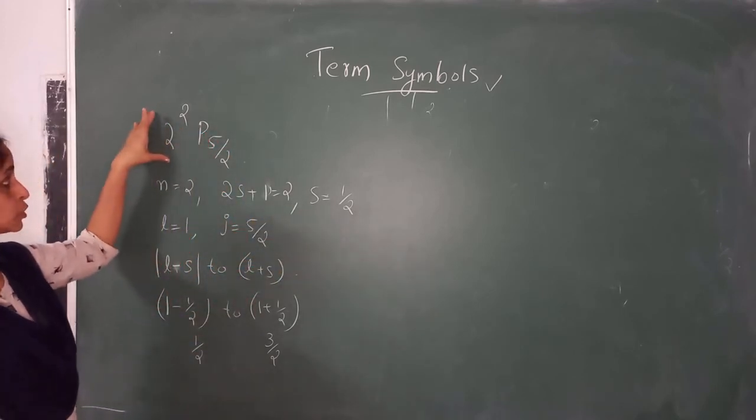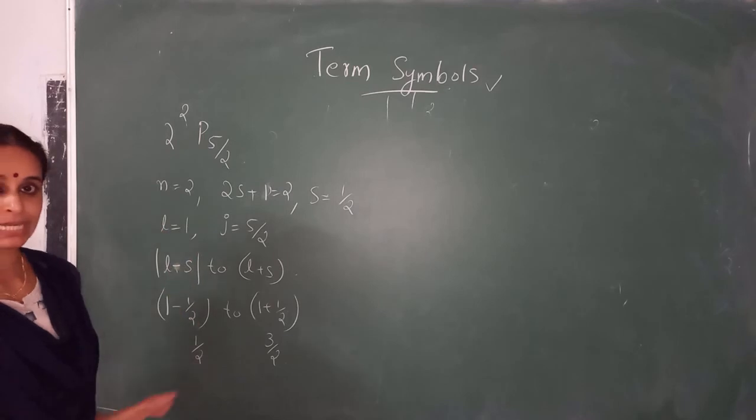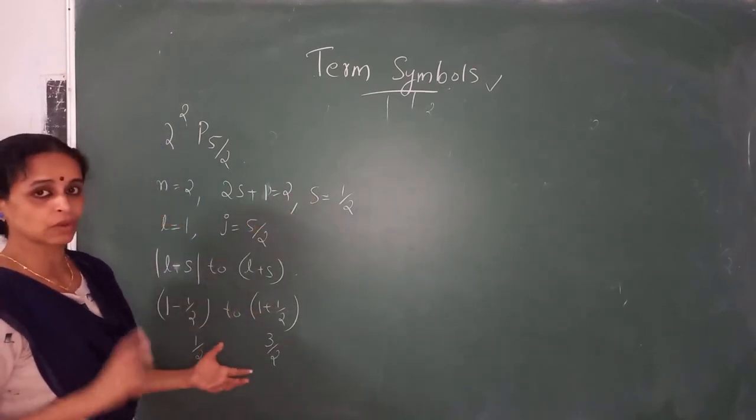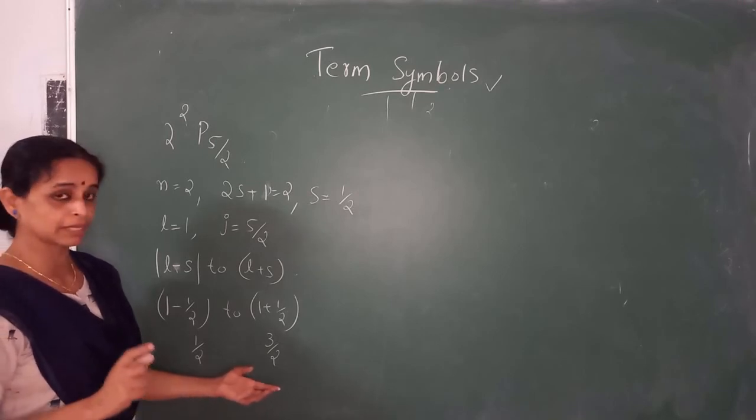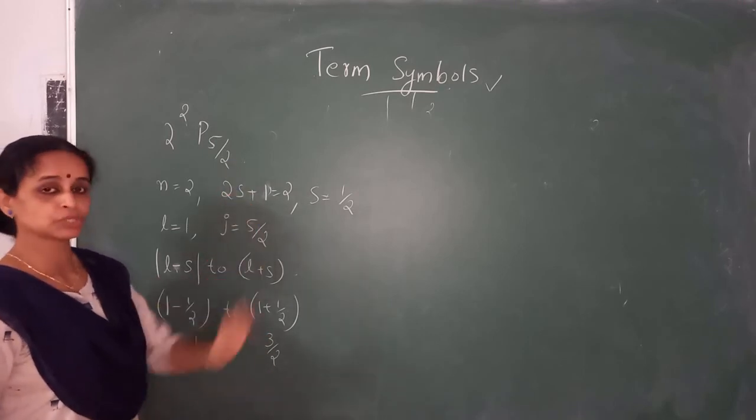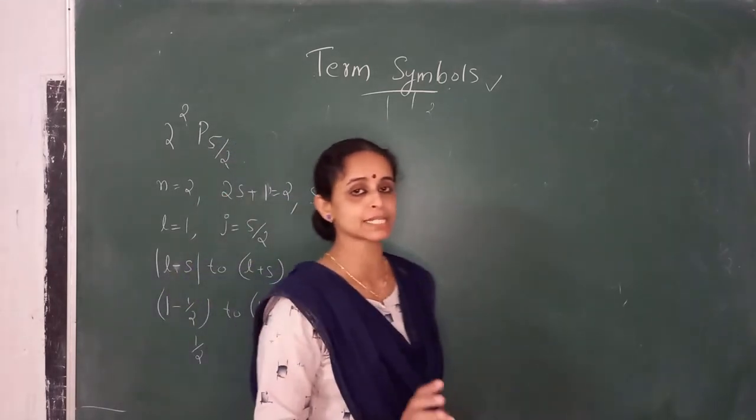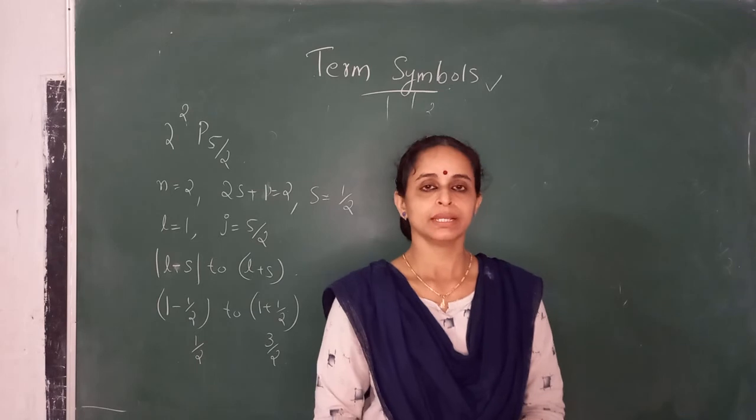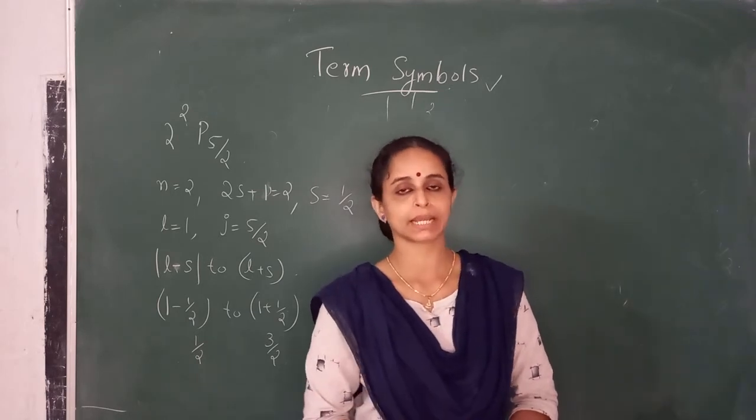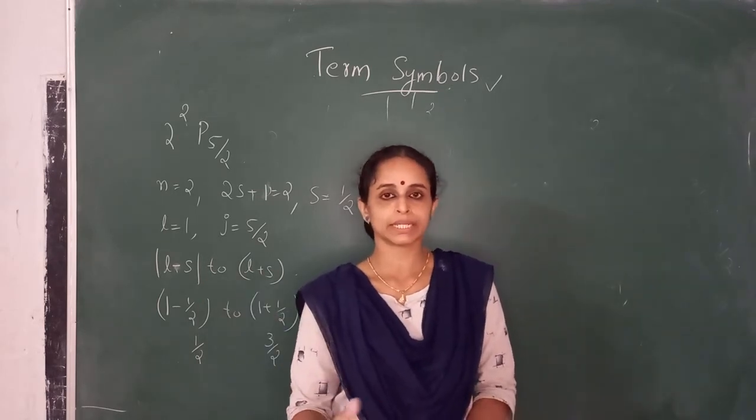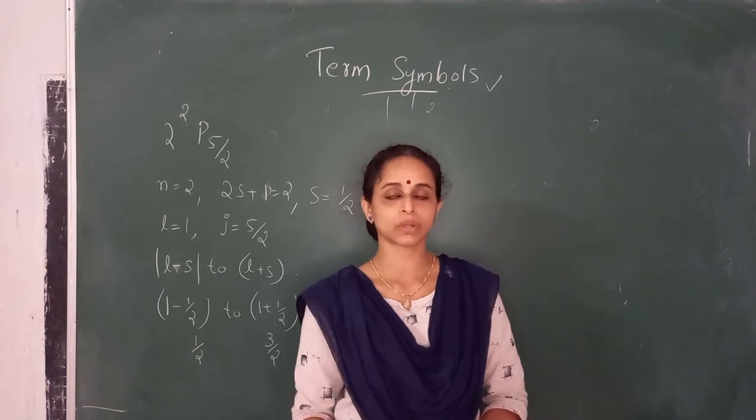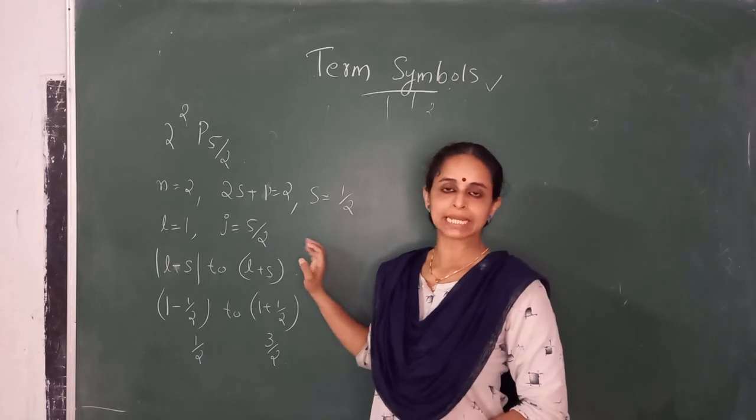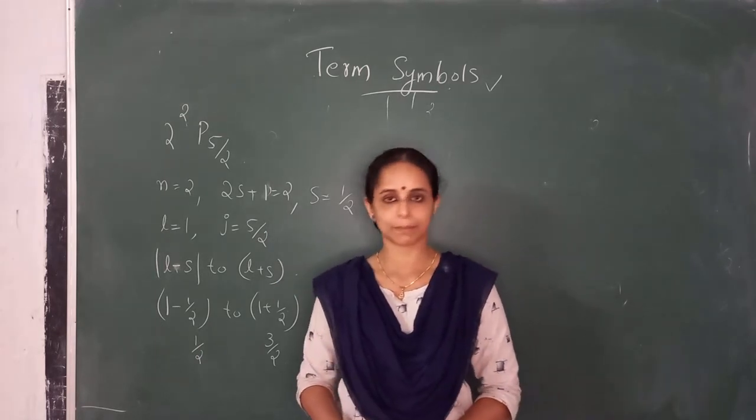So this particular 2 doublet P 5 by 2 state is impossible. The maximum value for J in this coupling will be 3 by 2, so a 5 by 2 value for J is impossible. That is all about the LS coupling. The JJ coupling, what it is, I have already told in the last class. So you have to go into detail and do the problems for this LS coupling.